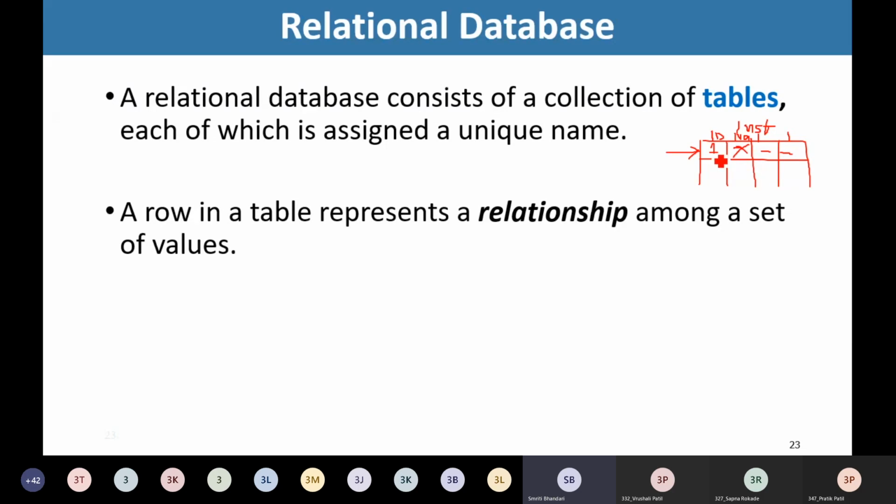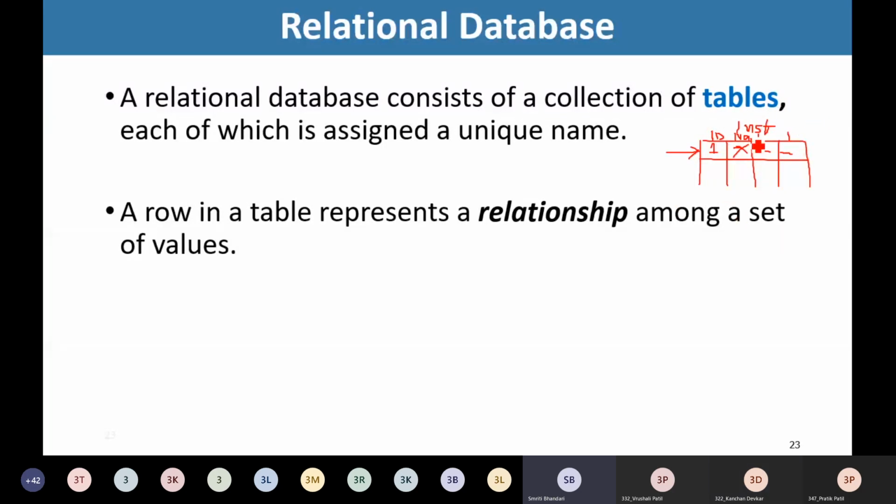So ID 1 is meant for instructor X. So there is a relationship between this value 1 and this value X. Getting me? So a row in a table actually represents a relationship among the set of values for the attributes, right?